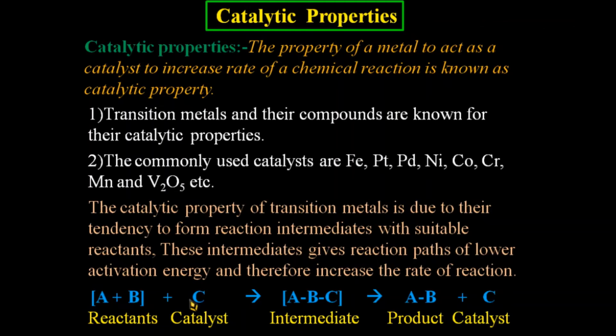A and B get combined in the presence of a catalyst to form the product AB. That means here A and B are the reactants and the product is also here, and the catalyst remains as such. So in the definition we said that it increases the rate of reaction without taking part in the chemical reaction. It remains unchanged at the end of the reaction.